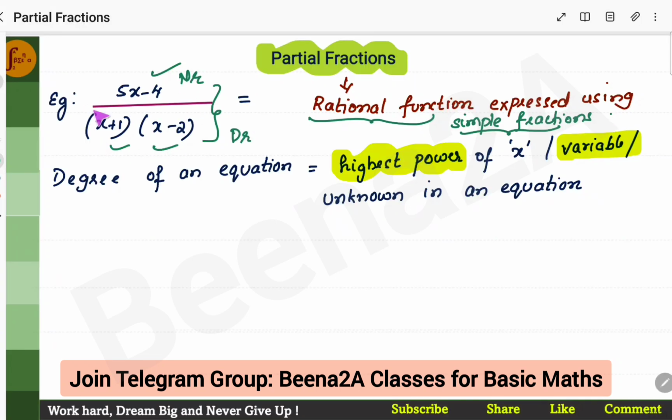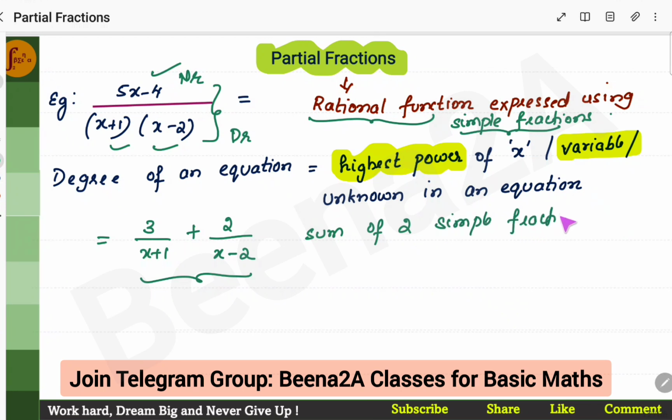Now, for example, I can take this particular rational function and represent it as 3 by x plus 1 plus 2 by x minus 2. So this entire rational function can be expressed as a sum of two simple fractions. This is one simple fraction, this is one simple fraction, right? So adding both of these simple fractions, I get this particular rational function. So these fractions are also called partial fractions.